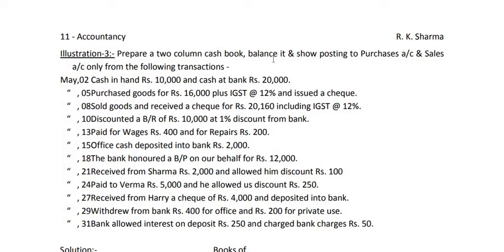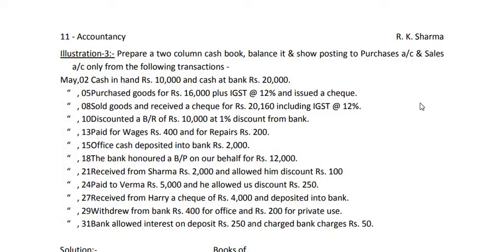Prepare a two column cash book, balance it and show posting to purchase account and sales account only from the following transactions. You are given a few transactions of cash and checks. From them you are to write a two column cash book. Two column is double column cash book. You have to balance it, that means find the balance of two columns, and show the posting to purchases account and sales account. That means you are not supposed to show posting to all accounts. Only purchases account and sales account.